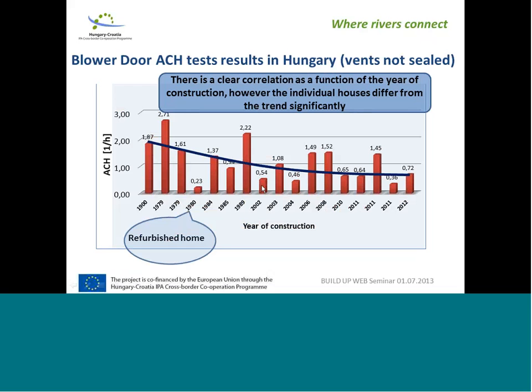When plotting these results against the time scale, there's a clear correlation: the air change rate is lower as time goes forward. But of course, there are quite different individual houses, individual results. For instance, in this case, it is a refurbished house built originally in 1980, but it was refurbished in recent years. And there are some houses better than the average, others are, of course, worse.